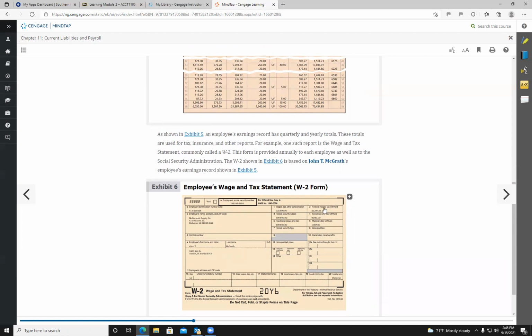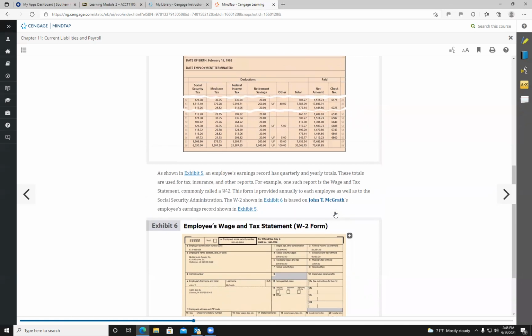And so then it's going to come over here. In box 2, it's going to show the total amount of federal income tax withheld. So if you look over here where we listed all the deductions for Mr. McGrath, it totals up here that we took out a total of $21,387.65 in federal income taxes from each paycheck. Okay, we totaled that up. And then we do the same for Social Security and the same for Medicare. And that information is provided on this W-2.